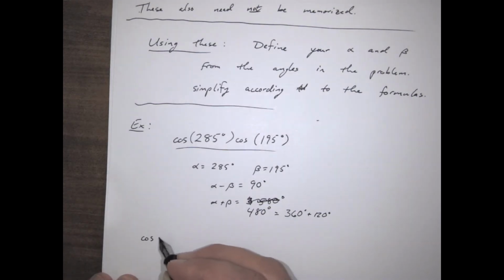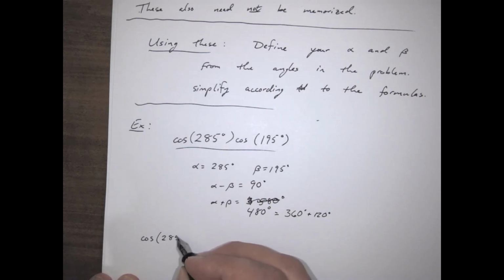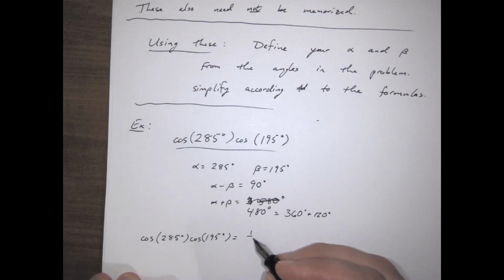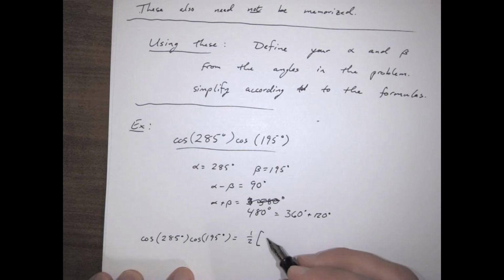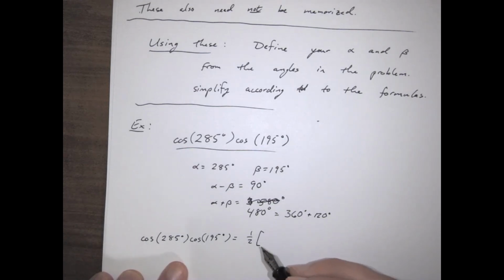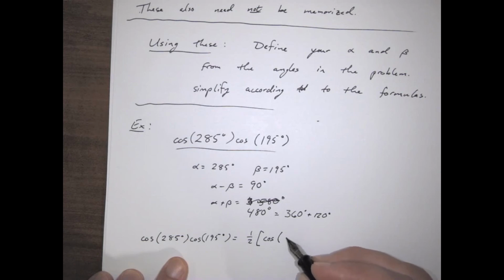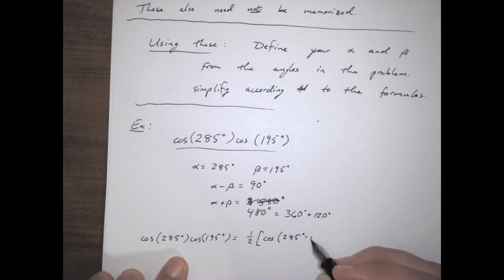So cosine alpha cosine beta, so cosine 285, cosine 195, is equal to 1/2. And then here, the cosine, remember that came from adding the cosine difference formula and the cosine addition formula.